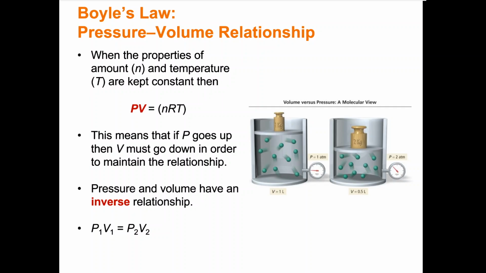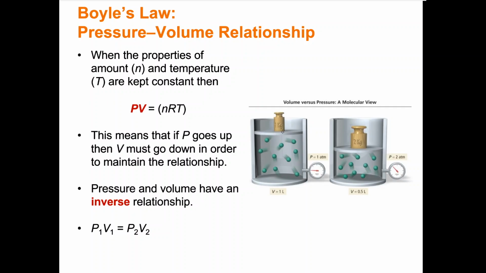Okay, when the properties of amount and temperature are kept constant, then PV equals nRT, right? So we're holding n constant, T is constant, and R is our ideal gas constant. So we're just modifying P and V. This means that as the pressure goes up, the volume must go down in order to maintain that relationship. Pressure and volume have an inverse relationship.